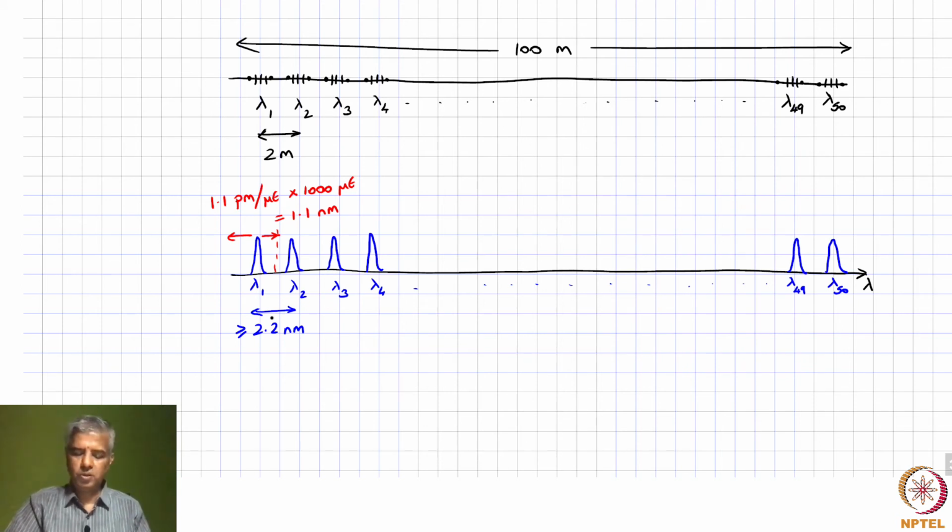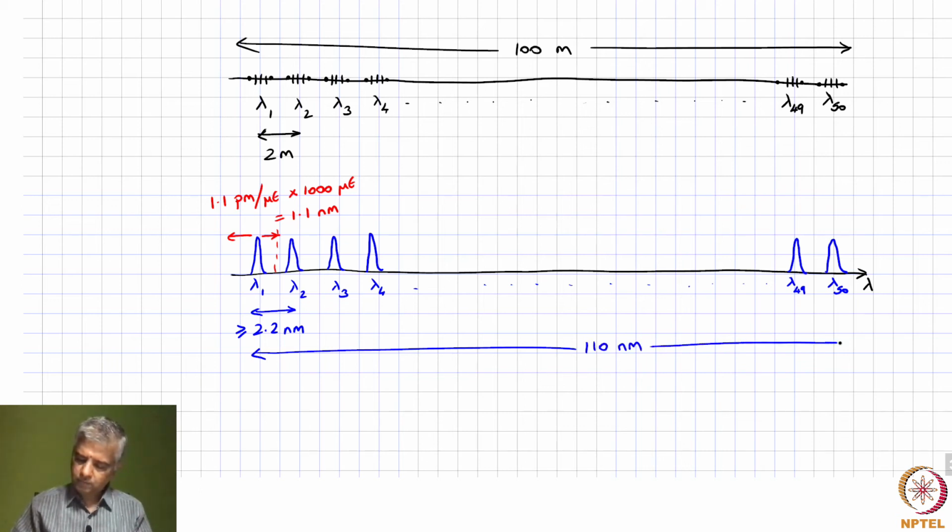And of course, you are doing this over 50 gratings. So, the entire spectral width from here to there, that will correspond to 110 nanometers, right. So, you need to be able to integrate over 110 nanometers. Okay.